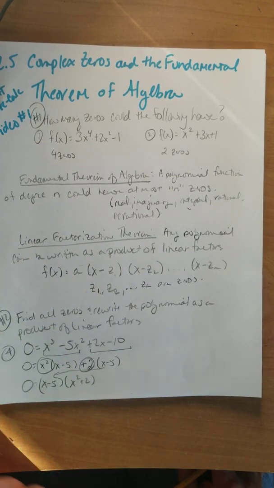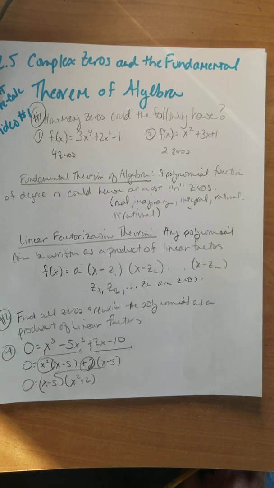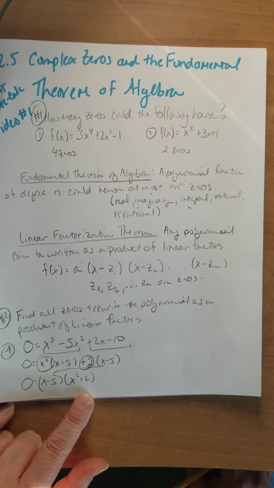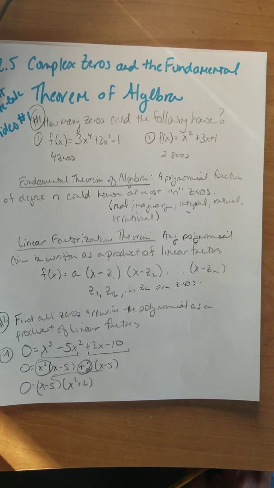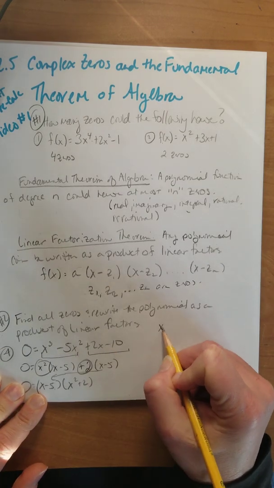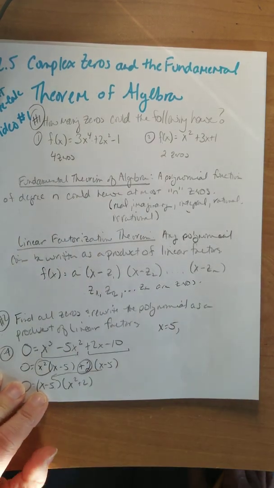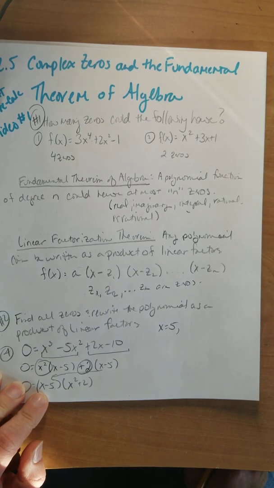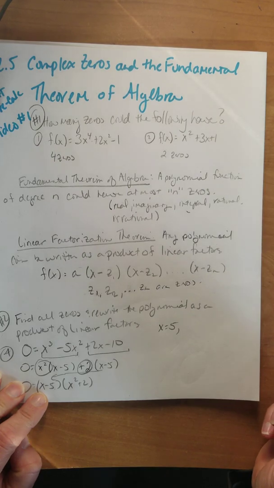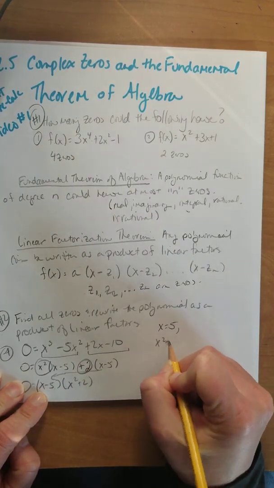Now, here's the deal, you guys. If I'm writing it as a product of prime factors, I'm done because I can't factor x squared plus 2 anymore. But I can rewrite it as linear factors, and I will get to that in a second. But in order to do that, I have to find my zeros. So I know one of them is at x equals 5. If you went to your calculator and did the synthetic division thing, you would just find one at 5.